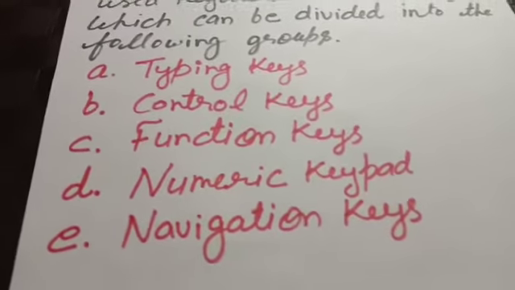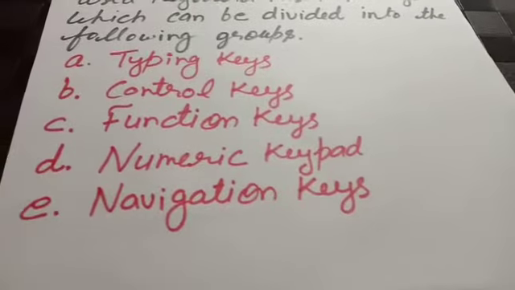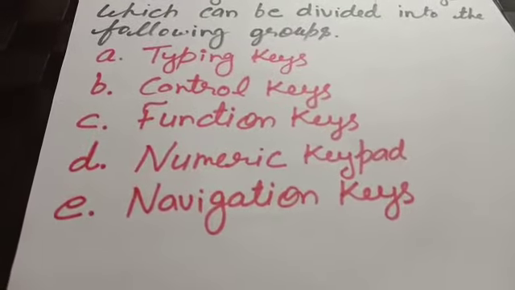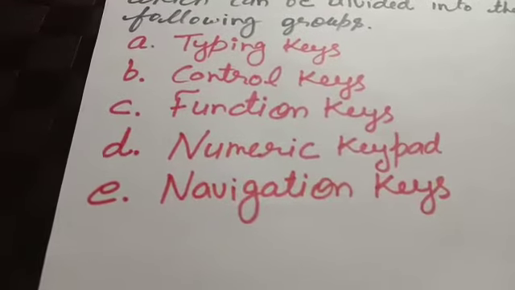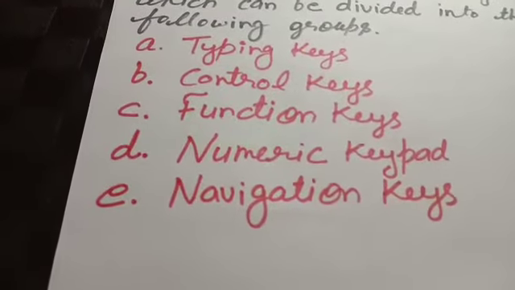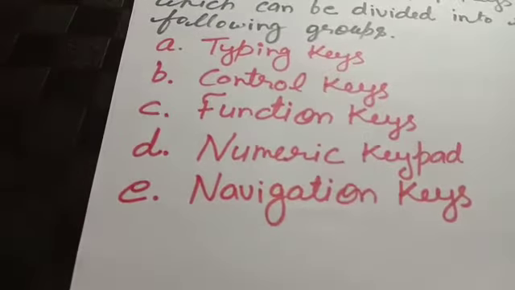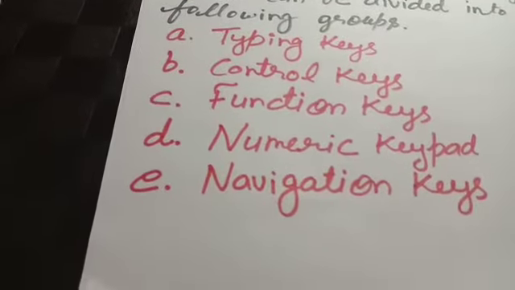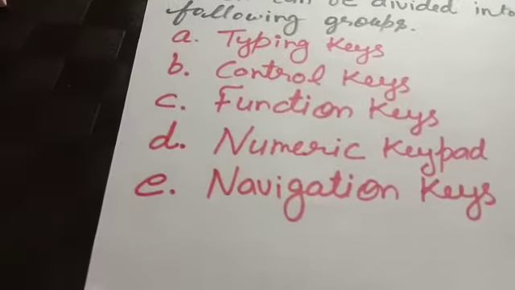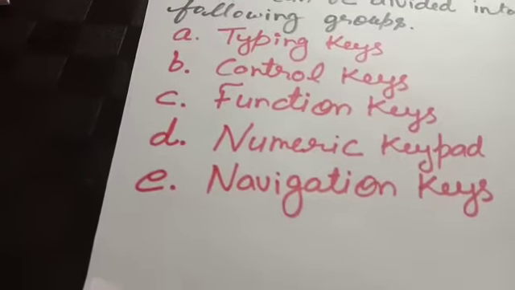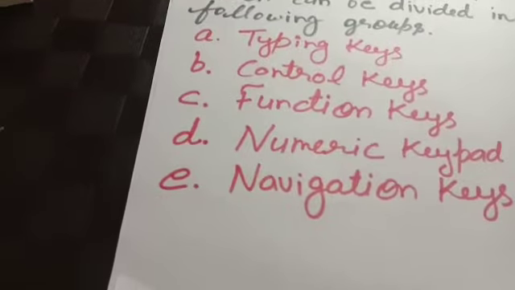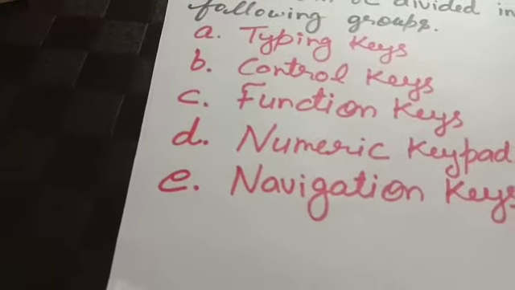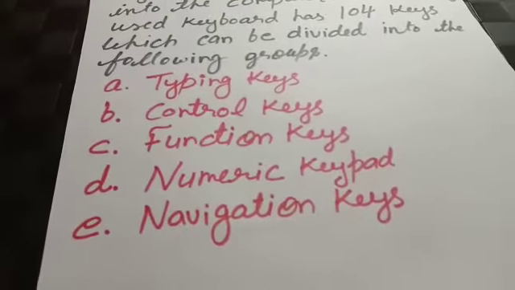Navigation keys. Children, by the word you are understanding navigation means where to go. Navigation keys are many, like arrow keys. They move the cursor on the screen. Where to go? Left, right, up, down. Home also. It moves the cursor to the beginning of a line, and End moves the cursor to the end of the line. Page up, page down, delete and insert. These all are navigation keys.